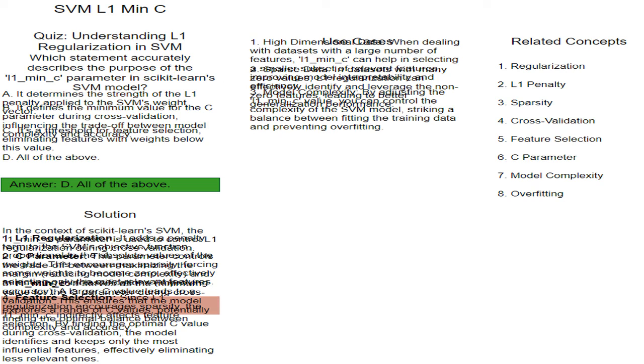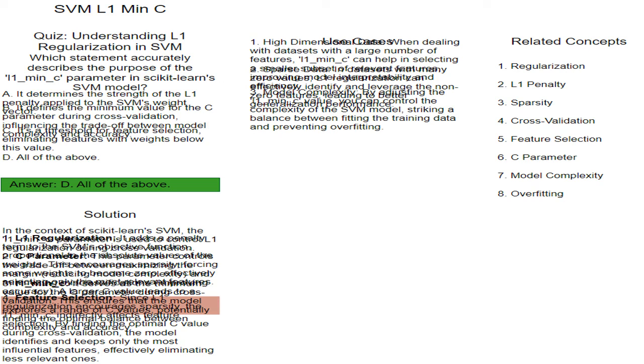It serves as the minimum value for the C parameter during cross-validation. This ensures that the model explores a range of C values, potentially finding the optimal balance between complexity and accuracy. Automating the process of finding the best C value for an SVM model. Improving the robustness of the model to different data distributions. Optimizing the model's generalization performance on unseen data.